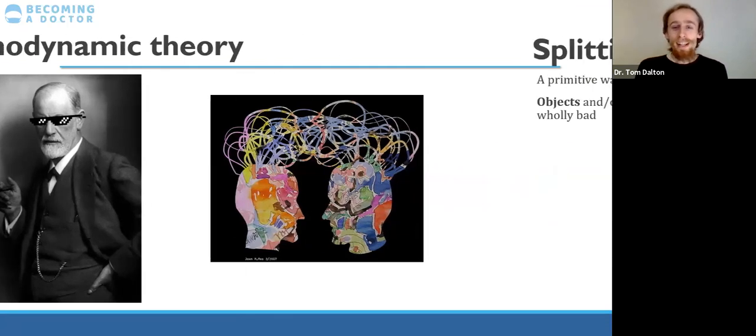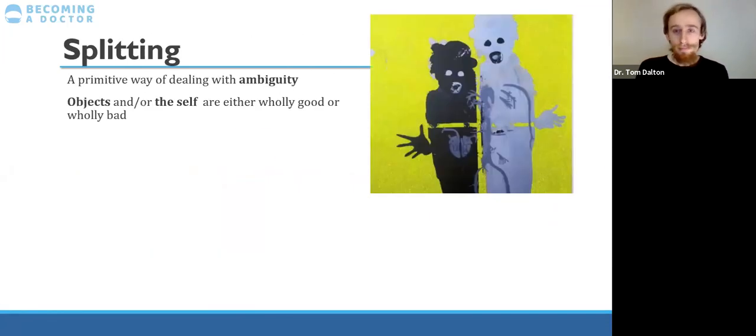But yes, splitting, as you said, is the idea of categorizing people into entirely good or entirely bad. And it's not as if certain people in your life are fixed that way. It's more that there's a struggle to hold good and bad in the same person.